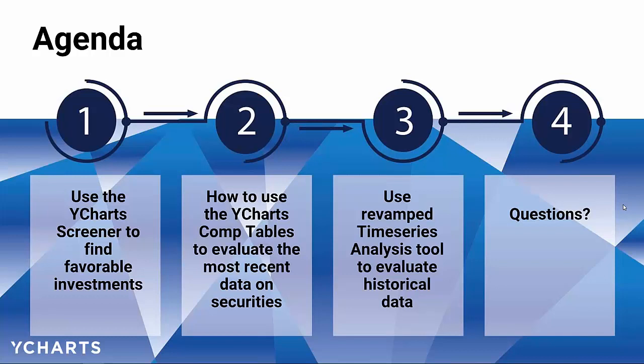The second thing we're going to do is take that list into our comp tables tool and walk through how to evaluate the most important recent data off that previously screened list. The last thing we're going to go through is take our investments into the Timeseries Analysis tool where you can take and evaluate that list over different historical time periods. And as Callie mentioned, at the end of all of this, we'll wrap up with questions. With that said, let's jump into our account.